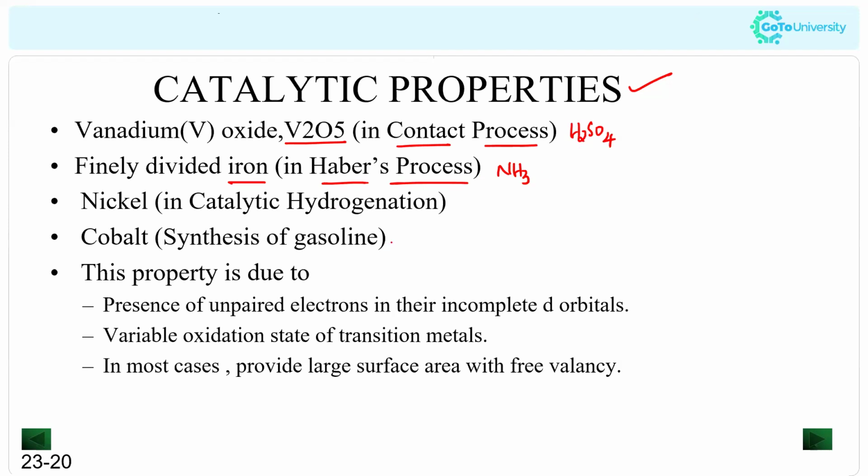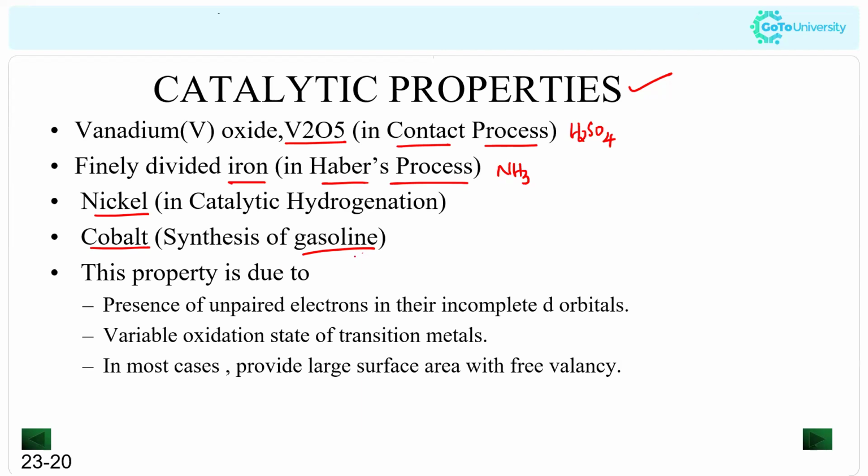Now coming to another one, catalytic hydrogenation. We can use nickel. By using this hydrogenation reaction, we can convert alkenes into alkanes. So this is another example. Now coming to cobalt. Cobalt can be used for the synthesis of gasoline. That is another example of the catalytic property.